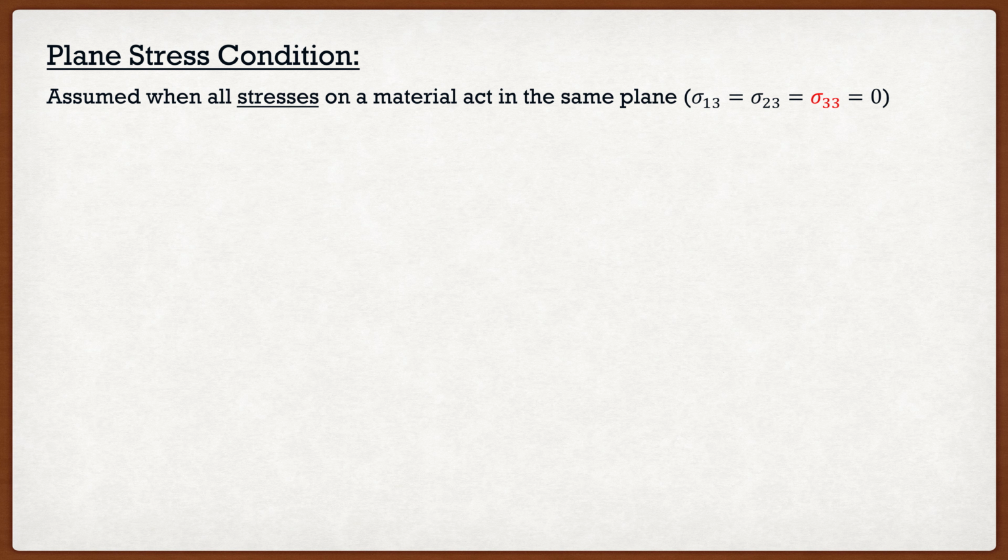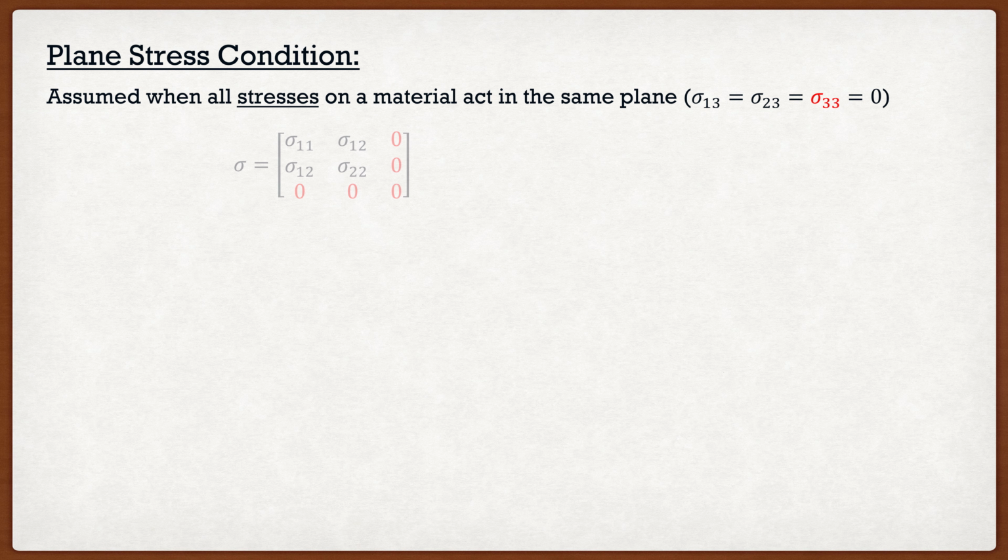This is something I almost guarantee you have all heard of. It's going to be very popular once we start talking about beams or the finite element method. Basically, the plane stress condition is assumed when all the stresses on a material act on the same plane. Therefore, if all the stresses are on the same plane, let's say the E1, E2 plane, then sigma 1,3 is equal to sigma 2,3, which is equal to sigma 3,3, which is equal to 0, because all those stresses are on the same plane.